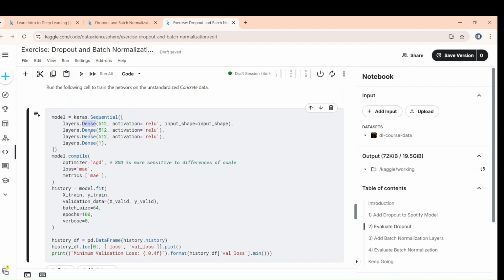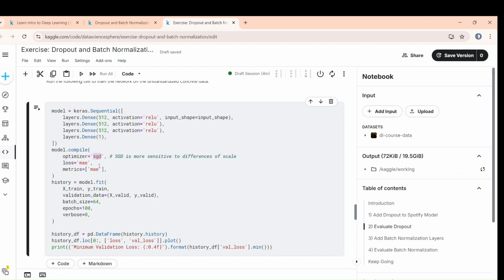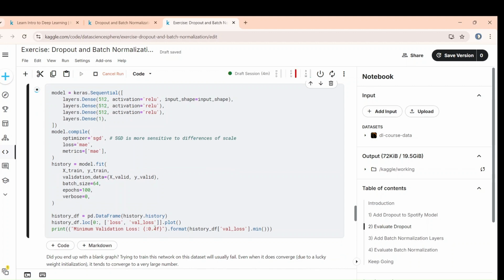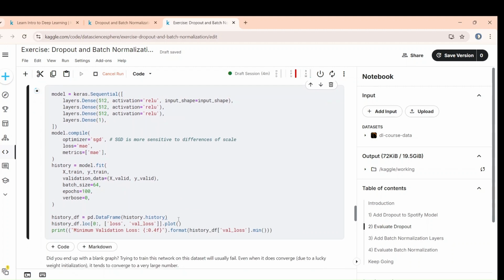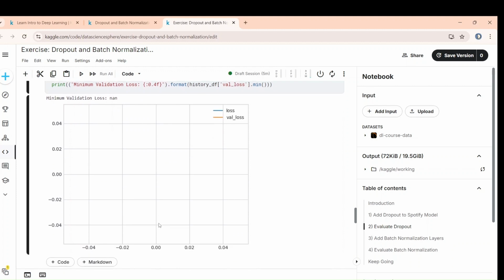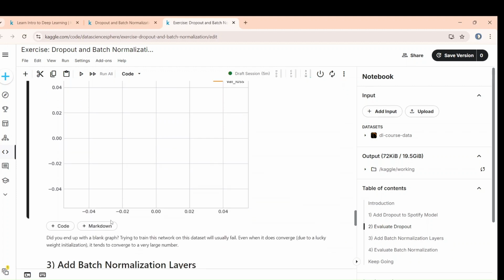Next, run the following cell to train the network on unstandardized concrete data. Keras Sequential, dense layer, dense layer, dense layer, model.compile. Optimizer SGD is used here because it is more sensitive to differences of scale. Adam is not taken. Loss MAE. Metrics also MAE. History is plotted. So pd.DataFrame(history.history). Same. Let it run. See, you can find a blank graph.